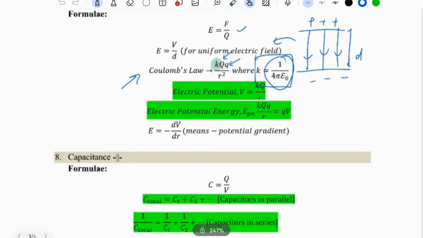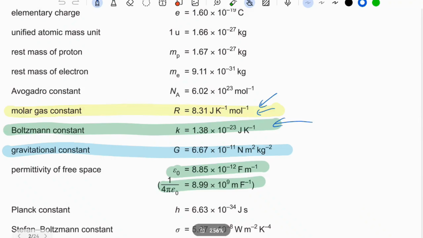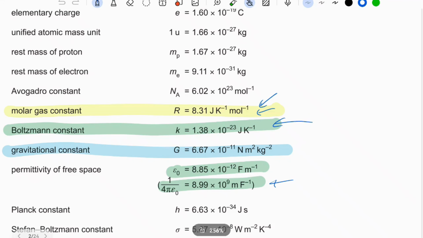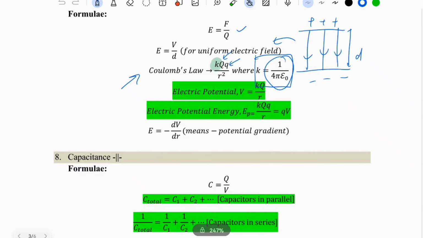I just name it as k, but I have always known that k is 1 over 4 pi epsilon naught, so I just straight away take this. I would never take this one. If you think you'll get confused, use another symbol. Probably you want to use w, so that you know w is actually 1 over 4 pi epsilon naught. Use whichever is easier for you.